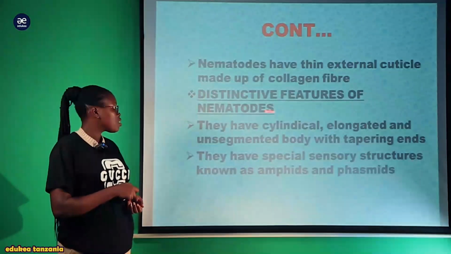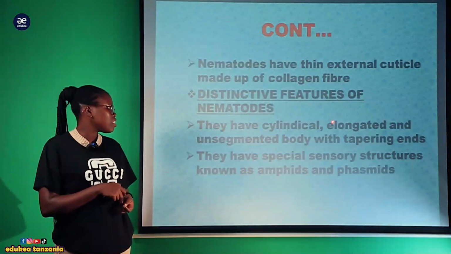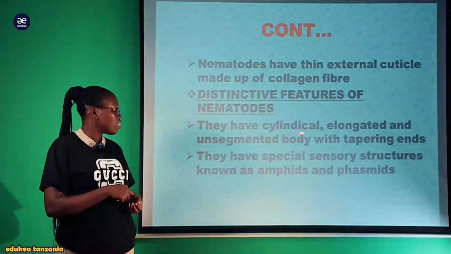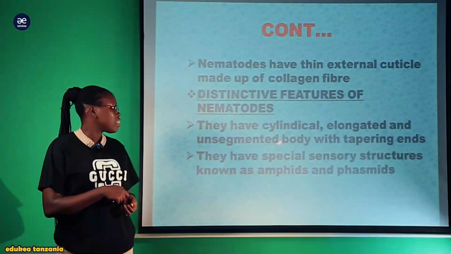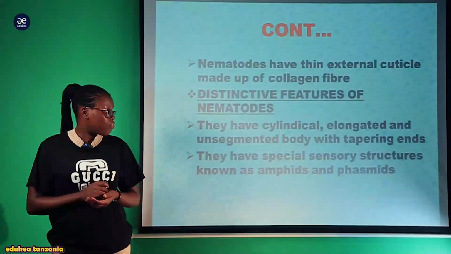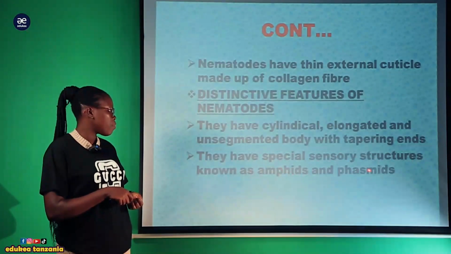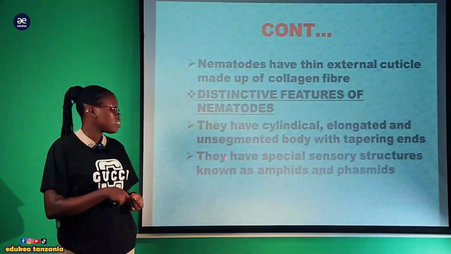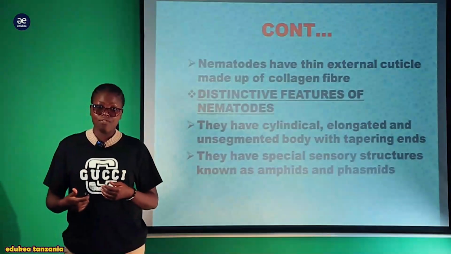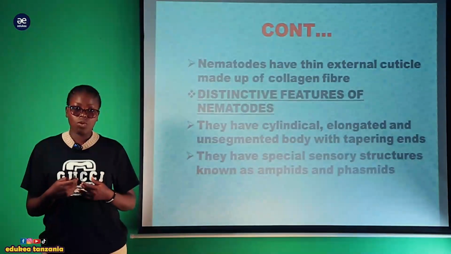Also, distinctive features of the nematode: they have a cylindrical, elongated and unsegmented body with a tapering end. Likewise, they have special sensory structures known as amphids and phasmids. These are special sensory structures found in this particular organism.